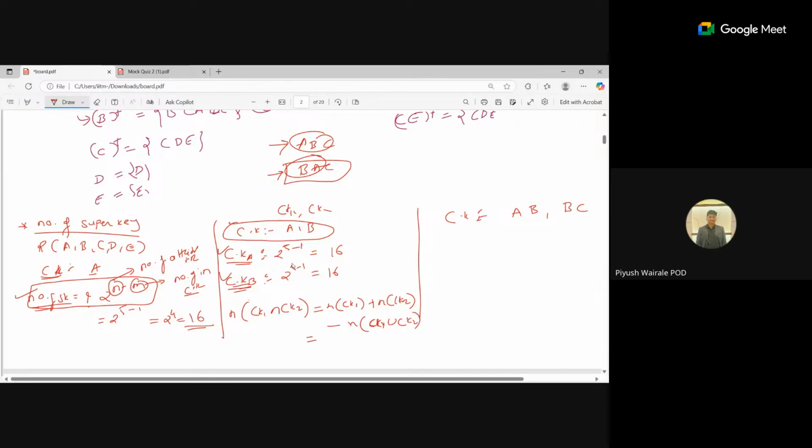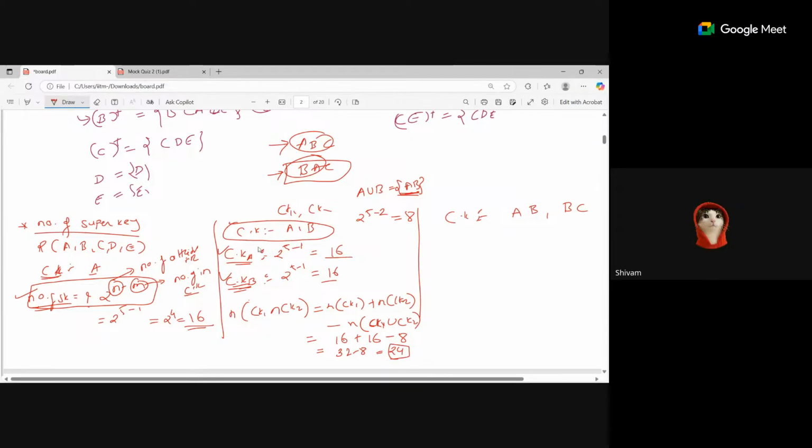Now let's see, using A we have 16, using B we have 16. What about CK1 union CK2? It is 8. You have to use both. A union B here is basically AB. So using this particular key, how many super keys can we get? 2 to the power 5 minus M, where M is basically 2 here because we have two attributes, that is basically 8. So minus 8 here. So that is 32 minus 8. The answer will be 24 super keys here.